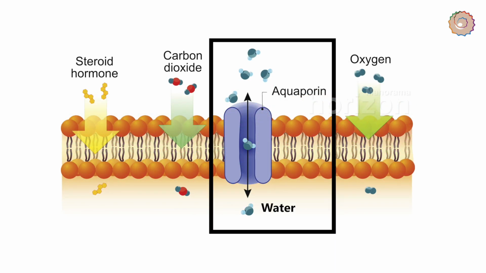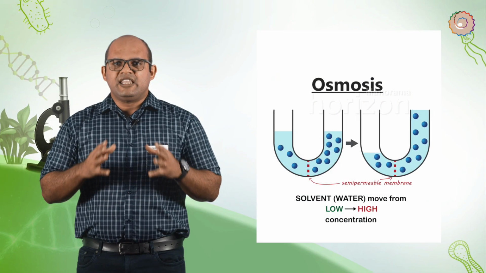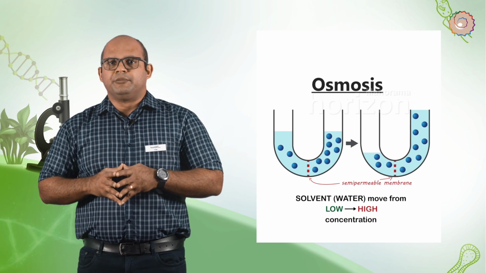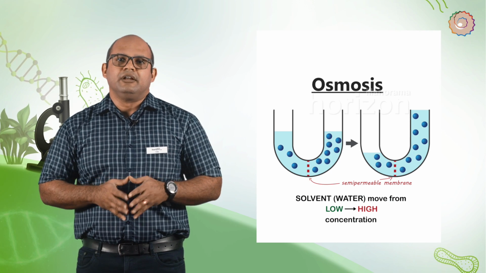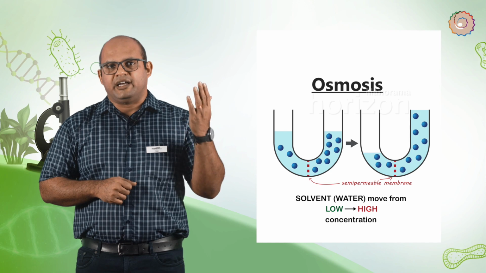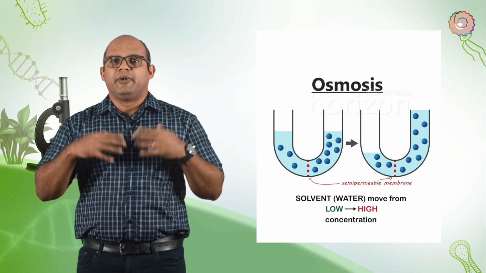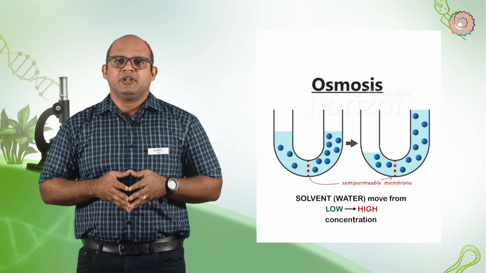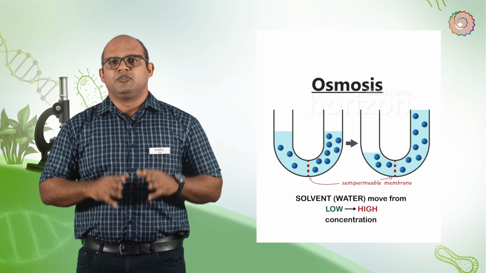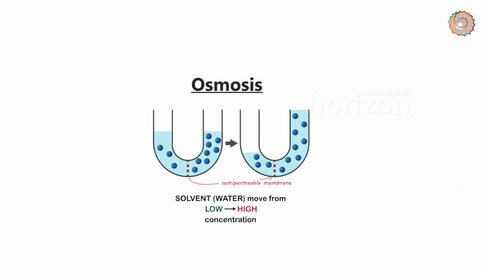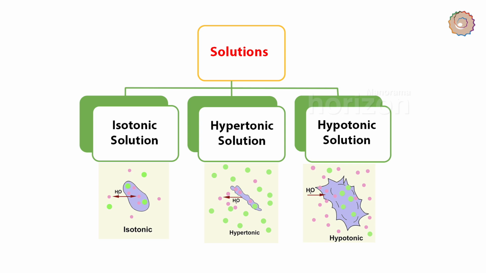Water also obeys the law of diffusion. When kept separated by a semi-permeable membrane, a selective membrane, water can migrate from a dilute solution to a stronger one by a process called osmosis. The larger solute molecules do not move across the membrane. Based on this understanding, we can now classify solutions as isotonic, hypertonic, and hypotonic.